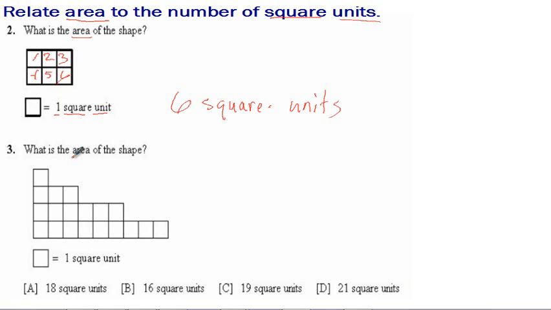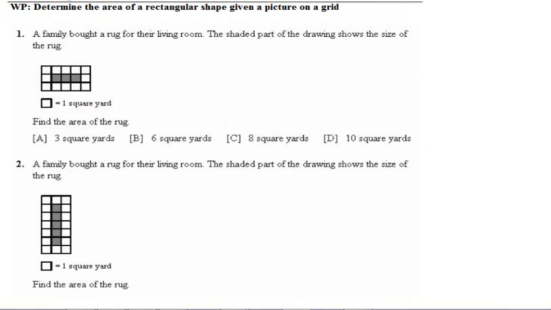Problem number 3. What is the area of the shape? Again, our reference units are the squares. So we count 1, 2, 3, 4, 5, 6, 7, 8, 9, 10, 11, 12, 13, 14, 15, 16, 19. Our answer is what? 19 square units. Let's go on to the next one.